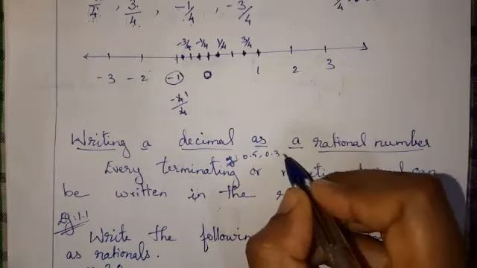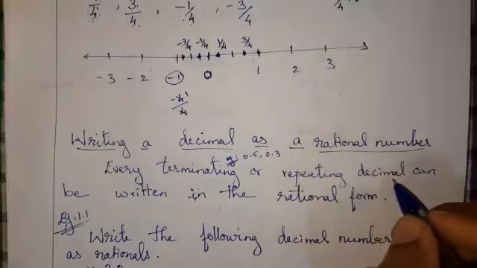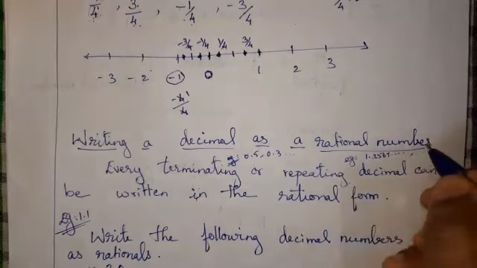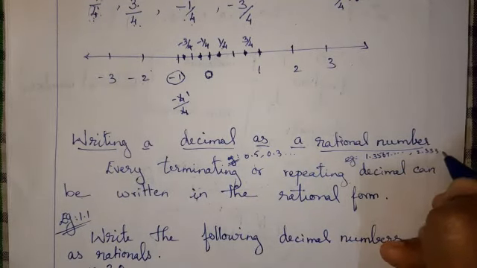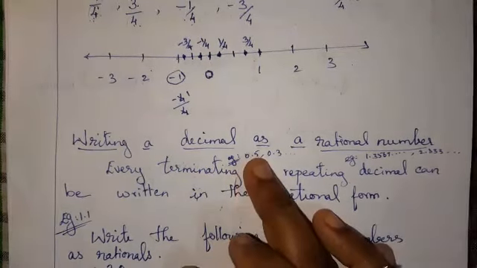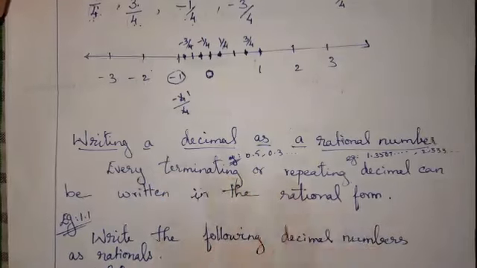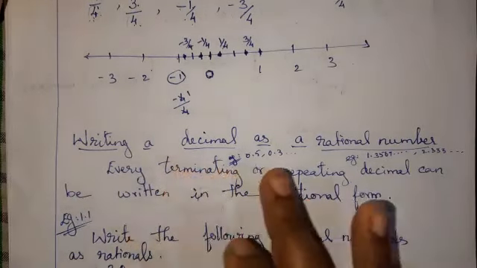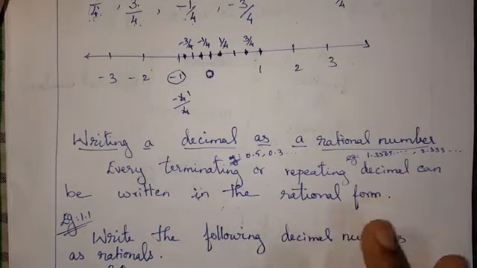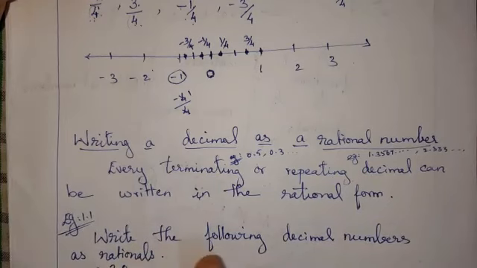0.3, etc. Okay. Repeating decimal means a number like 1.35667, it goes on, or 2.33333, etc. Those are repeating decimals. 0.5 and 0.3 like that are terminating decimals. Every terminating or repeating decimal can be written in the form of a rational number. For example, you can see the question: write the following decimal numbers as rationals.